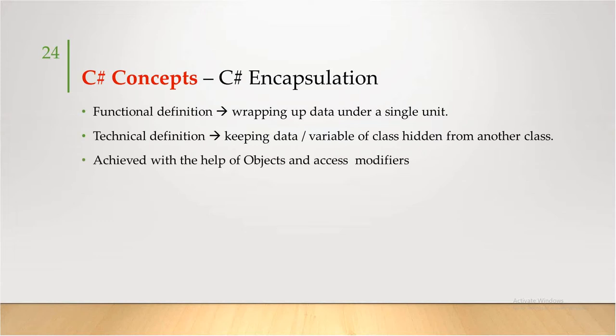The functional definition of encapsulation is just wrapping data members into a single unit, or binding class members together. Technically, it is controlling the scope of your class members, keeping the data members or variables of your class hidden from another class. We are just controlling the scope, and we do that with the help of access modifiers, or by creating objects. So that's what encapsulation is.